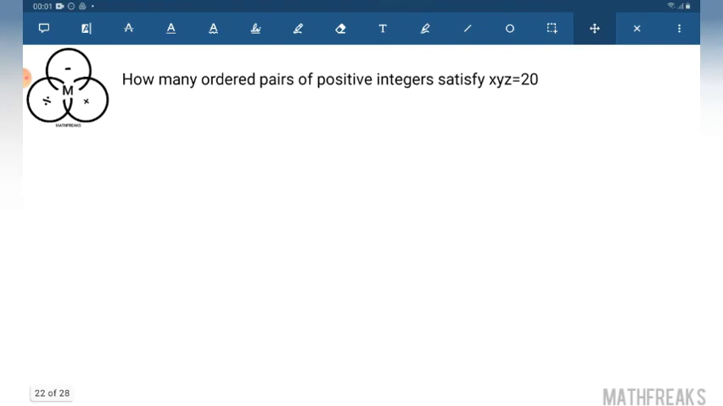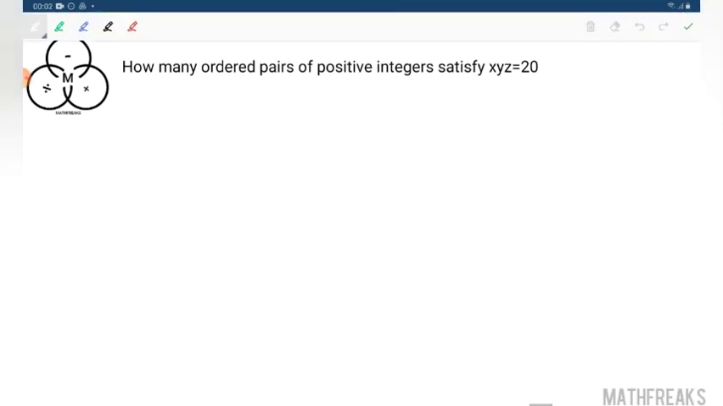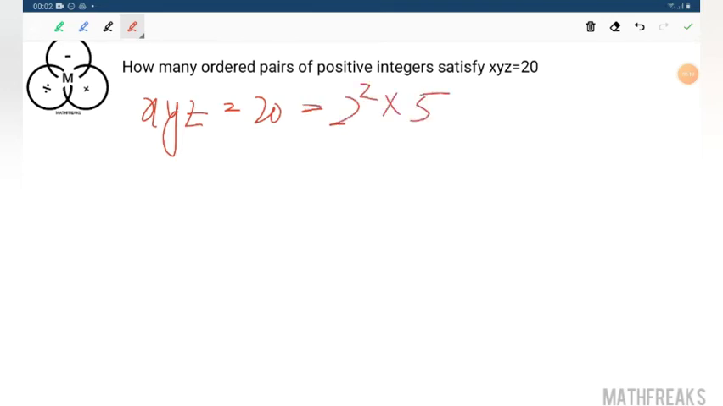How many ordered triples of positive integers satisfy xyz equals 20? This kind of question appeared in PRMO. Among the recent PRMO, this kind of question appeared. Simple thing. xyz equals 20 can be written as 2 square into 5.